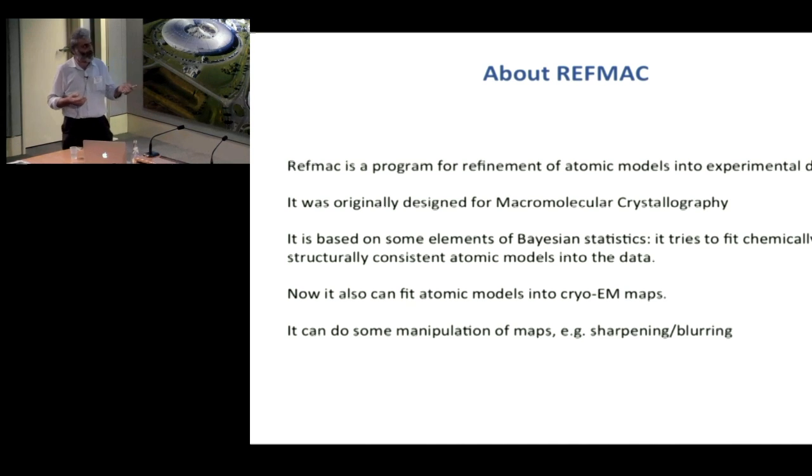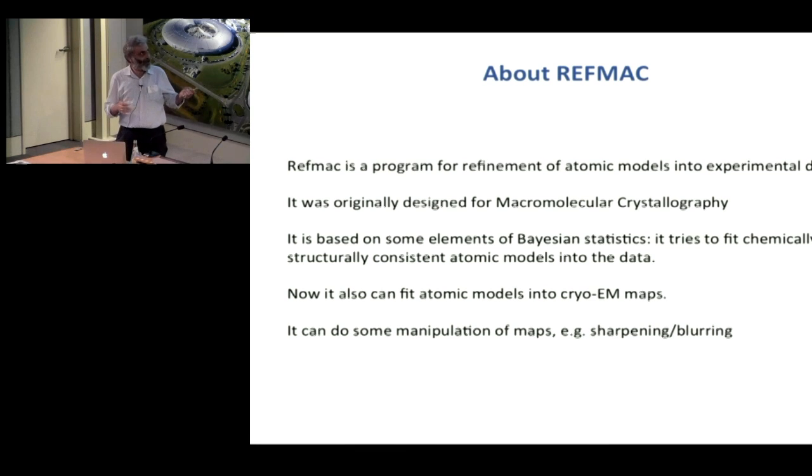In spite of all these complications, you should not be confused by the names. Names or terms are there just to confuse people and to make us look cleverer. In fact, all these things are much simpler than you think. REFMAC can be used to fit atomic models into cryo-EM maps, and it can do some map manipulation, sharpening and blurring, and at the end I'll tell a bit about that.